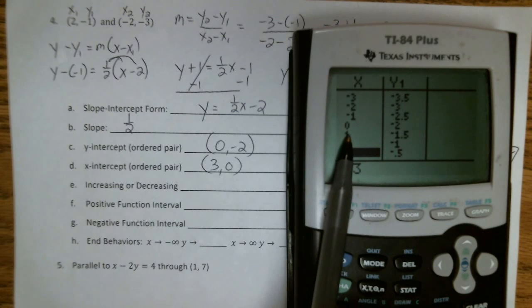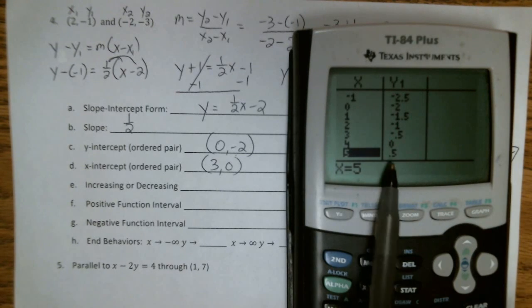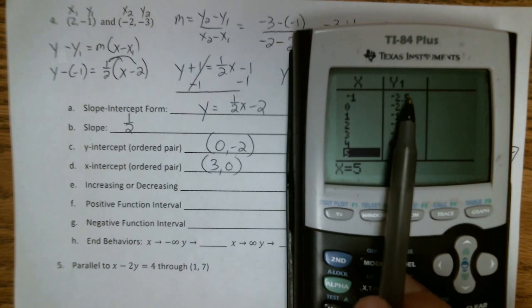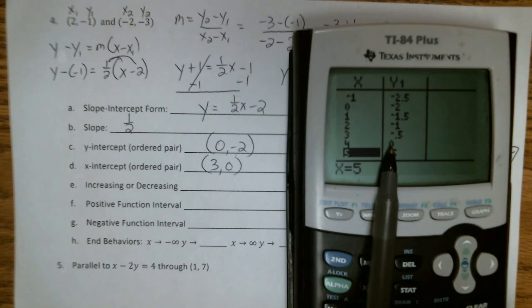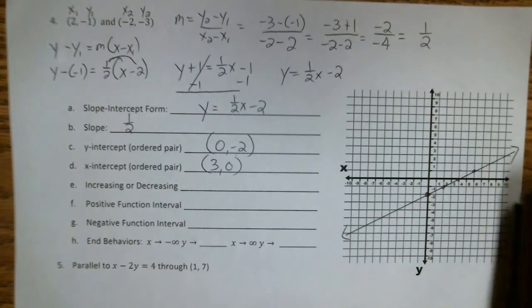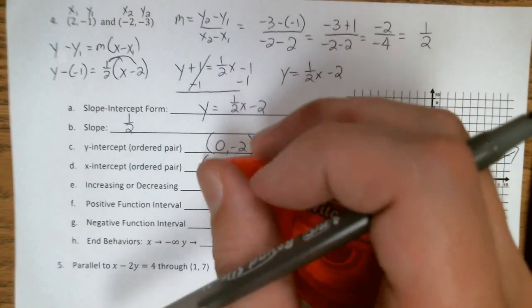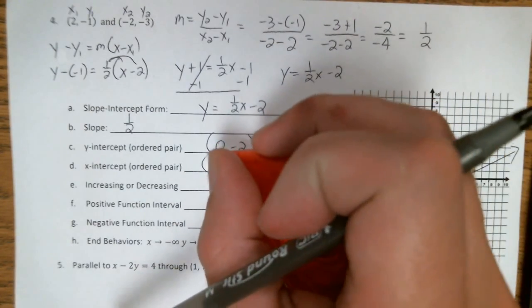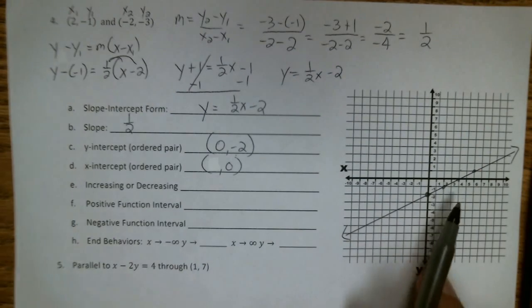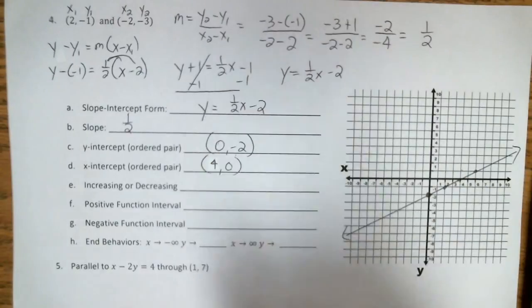Okay, there's one 0. Wherever x is 0, that's my y-intercept, 0, negative 2. Already knew that. Let's keep scrolling. There's another 0. Wherever there's a 0 under the y column, that's my x-intercept. Okay, so my x-intercept is 4, 0. In this case, I actually wrote that down wrong. I'm glad I looked at that. I miscounted there. That spot right there is actually 4. So there you go, guys.